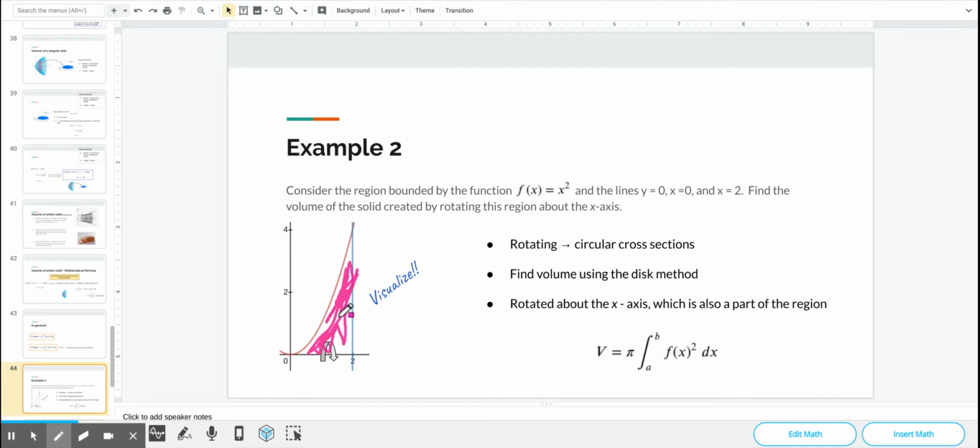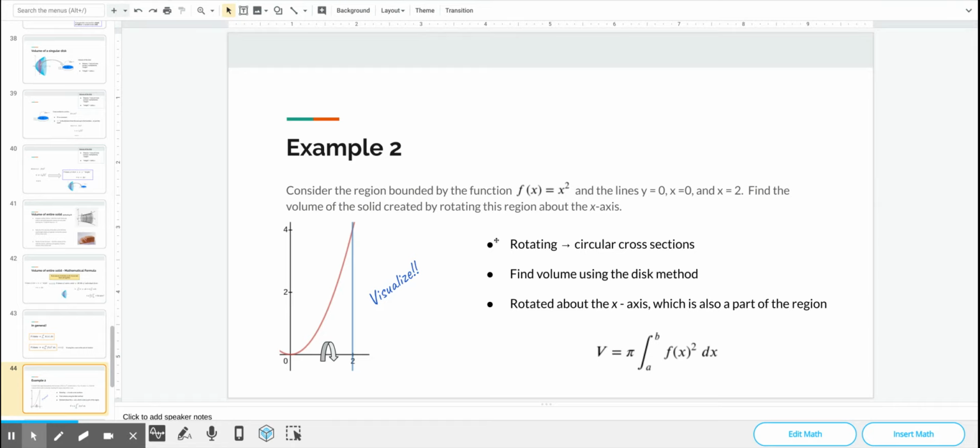Again, I want you to pause if you have to and start to visualize: what would this figure look like if I were to rotate it about the x-axis? And then I want you to try and find the volume of it. What I encourage you to do, before we go into the solution, is pause the video and give it a shot. Just follow the steps we did last video and see how you did. Okay, let's take a look at the solution.